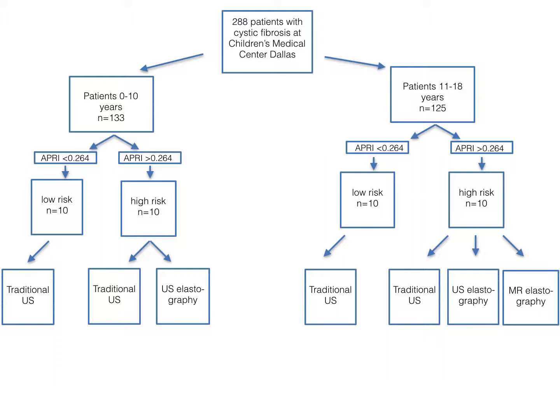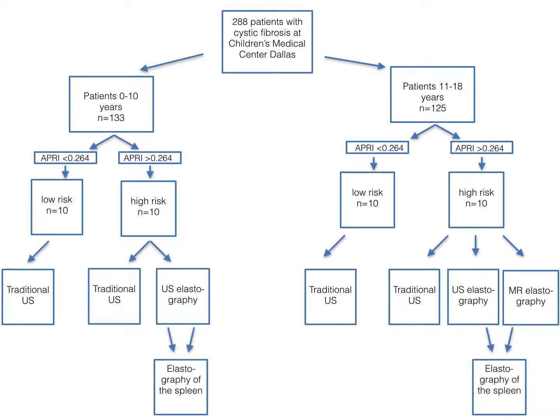MR elastography will only be used in older children, as MR requires specific breath-holding techniques that younger children are typically unable to perform. If children have significant stiffness on MR and/or ultrasound elastography, we will consider ultrasound elastography or MR elastography of the spleen to measure spleen stiffness as another marker of advanced liver disease.